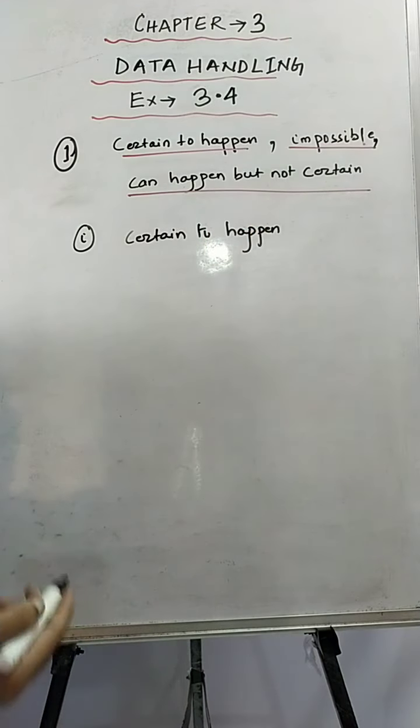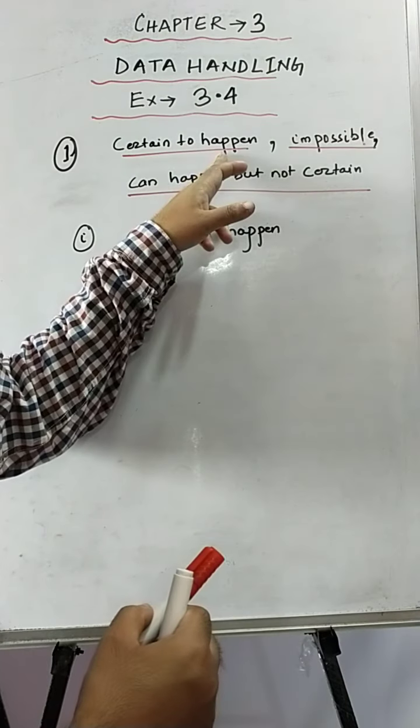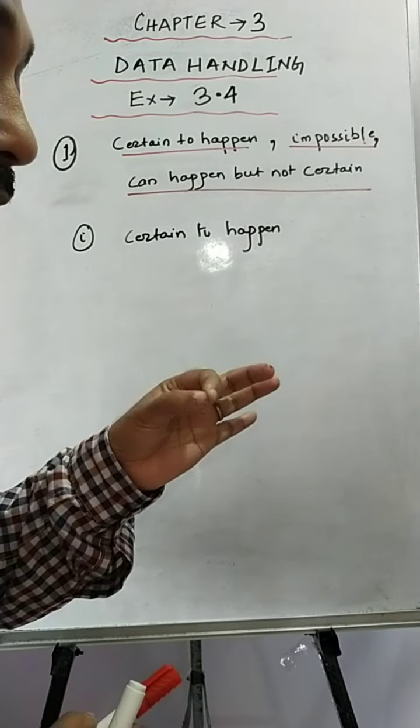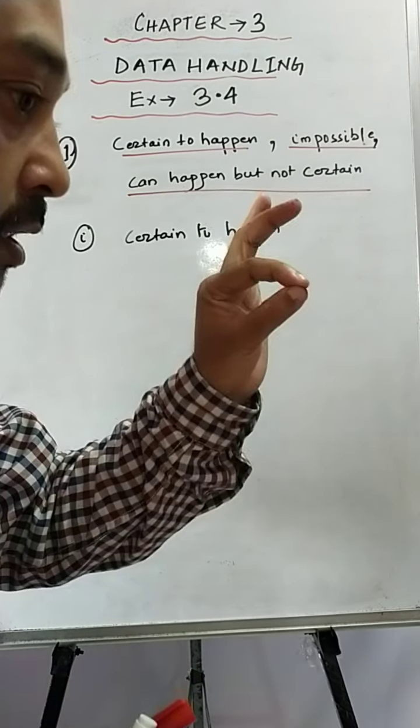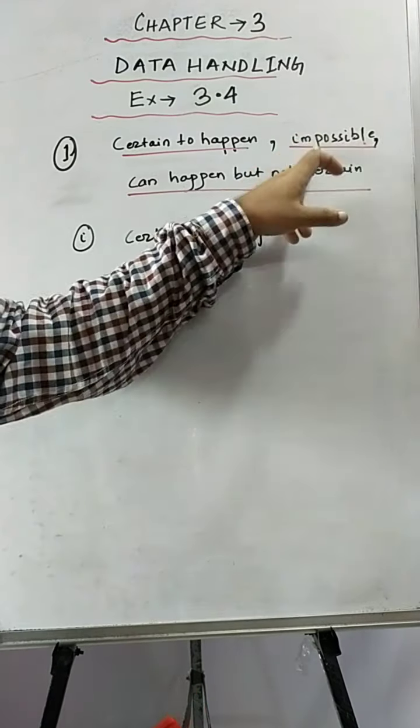So in any event where you see that it will happen, you will write certain to happen. In any event, if you see just by reading the question that it is impossible, it will not happen, then you will write impossible. And if you see that there is a possibility that it could happen, but it is not certain, then in that case you will write can happen but not certain.